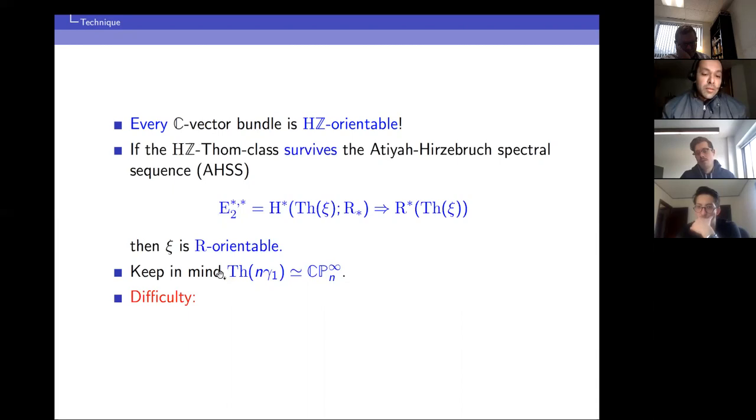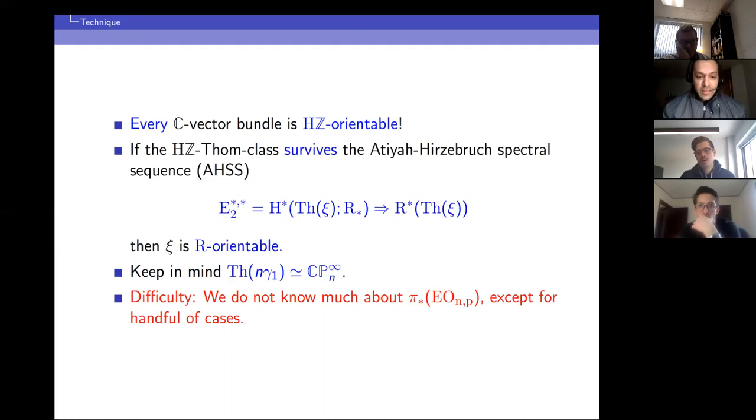Let me tell you about the difficulty that we face. The difficulty that we face is that we know nothing about UONP in general, except a handful of cases. Recently, some progress was made by Goshen, Gochuan, Danny, and Jolie. But other than at the prime 2 for some cases, we know nothing about it. So what do we do?